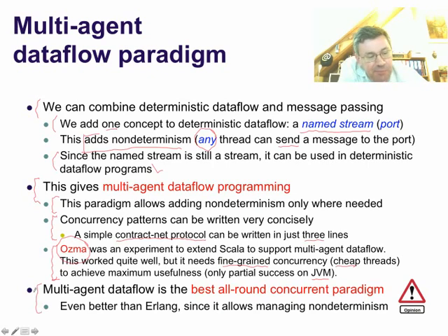So in our view, in mine and also Saif Haridi's and some other people's, multi-agent data flow is the best all-around paradigm for doing concurrent programming. It's even better than another good one, which is Erlang, because multi-agent data flow allows managing non-determinism. And that's why, since we consider this really the best paradigm, we consider it would be really, really a shame if we would not present this in more detail in this course. That's why multi-agent data flow will be the topic of the next lesson, the bonus lesson given by Saif Haridi.